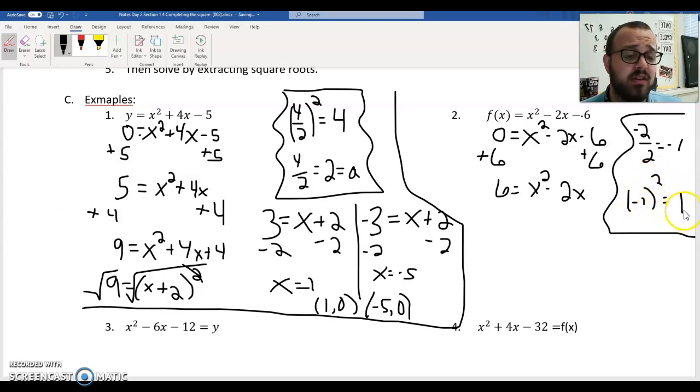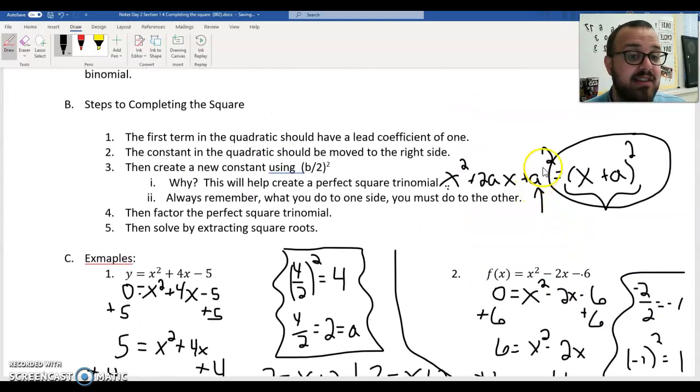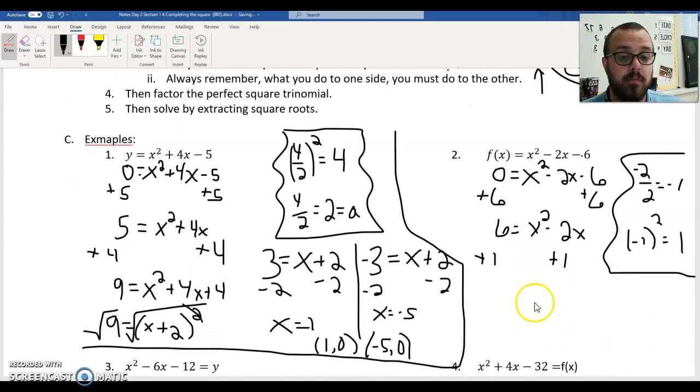Again, why am I doing this? What's the point of this? This number is what I'm going to be adding to both sides of my equation. And the reason I'm adding that to both sides is that it's going to create this factor pattern right here, x squared plus 2ax plus a squared. That way I know how to factor it because I've created this perfect square trinomial. So I'm going to have 7 equals x squared minus 2x plus 1.